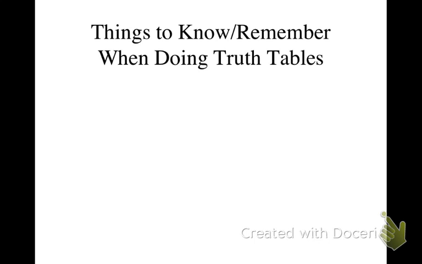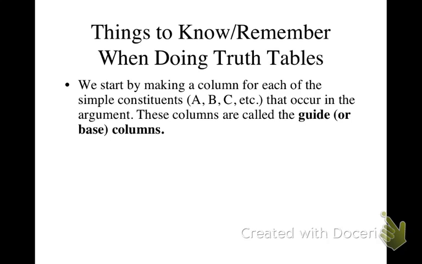In this video, I will explain some of the things that you need to know and remember when doing truth tables. So when setting up our truth tables, we start by making a column for each of the simple statements, A, B, C, etc., that occur in the argument. These columns are called the guide or the base columns.